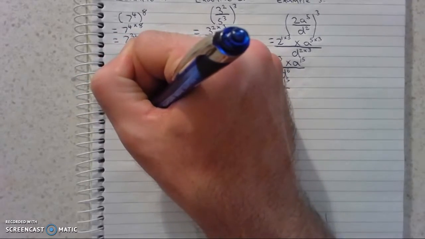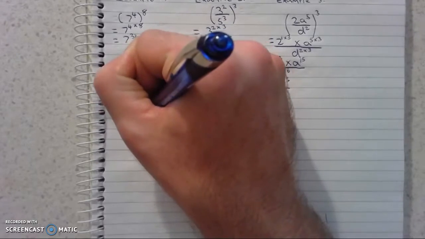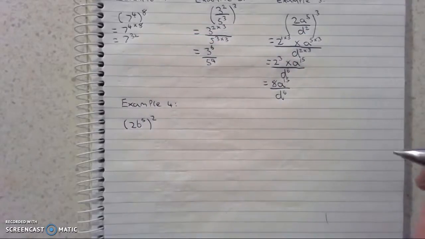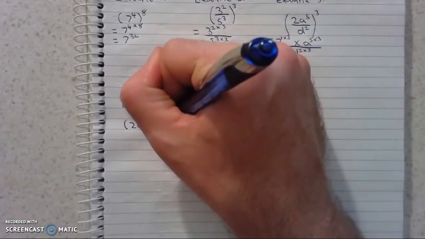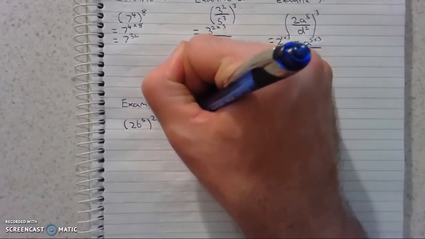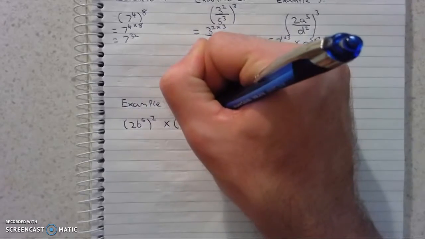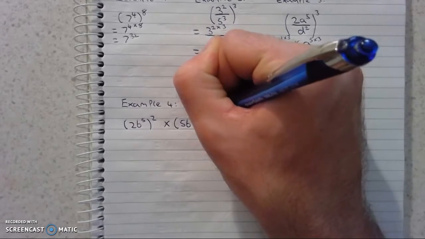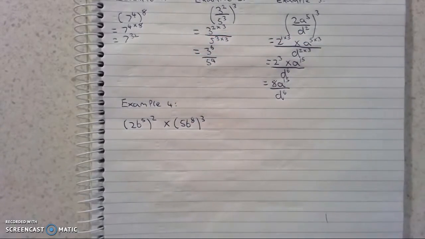(2b to the power of 5) all to the power of 2, times (5b to the power of 8) all to the power of 3. Okay, this one will be a little bit more difficult.